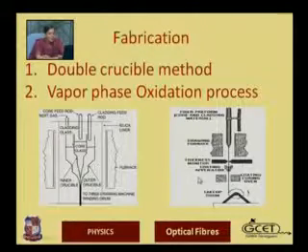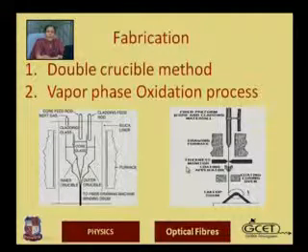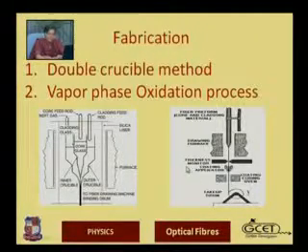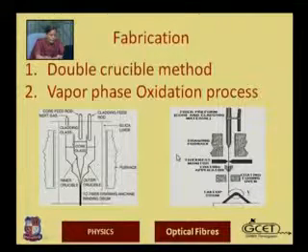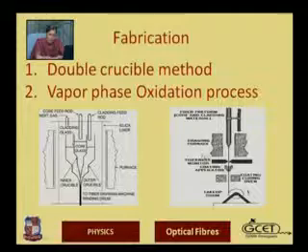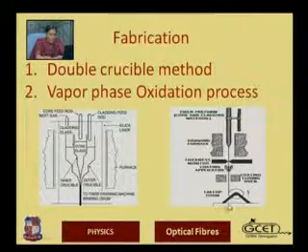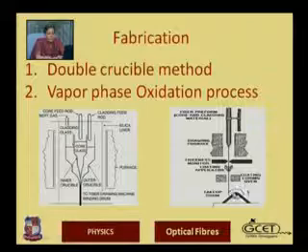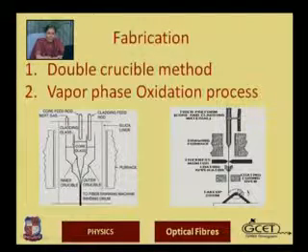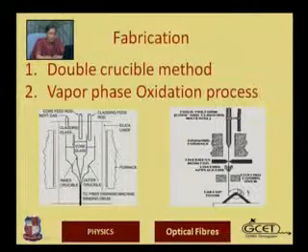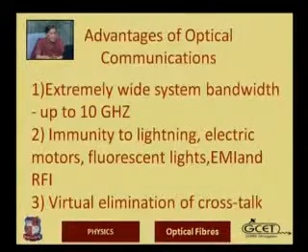The second is the vapor phase oxidation process. Actually it is nothing but vapor phase deposition. Here is the fiber preform of core and cladding material, the drawing furnace, and the thickness monitor and coating application. One can coat, then the curing oven, and here is the take up drum. So from here one can take away the newly born fiber glass, you can say it is newly born.